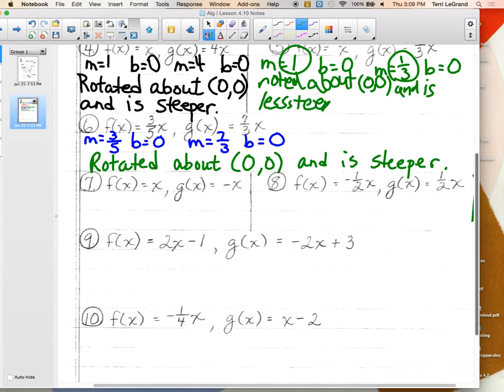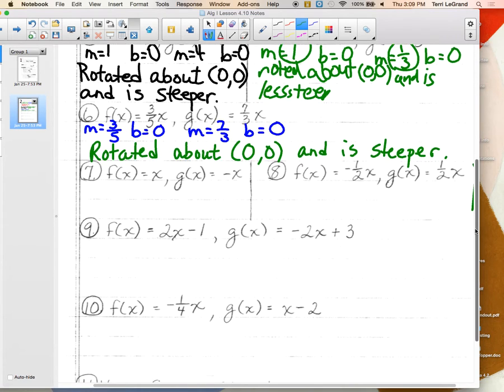Okay? You guys agree with Kara? Why is it steeper? Because 7/3 is greater than 3/5. Yeah, because the new slope, 7/3, is greater than 3/5, so it did get steeper, and it rotated about the y-intercept, which is 0, 0. Anything else happen?